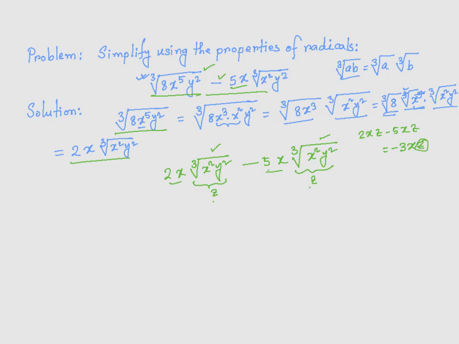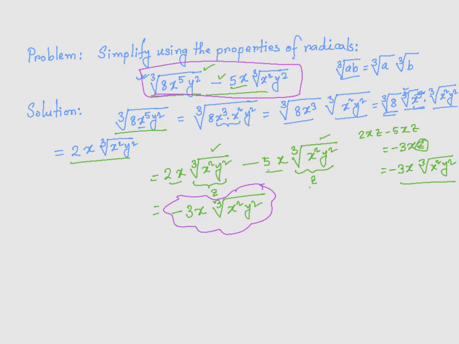But z is actually cube root of x square y square. So it's going to be negative 3x times cube root of x square y square. And that should be your answer. So if I simplify this, I get negative 3x times cube root of x square y square. And that should be your answer, by the way. This is your answer when you simplify this given problem. I hope that this discussion was helpful. Thank you very much.